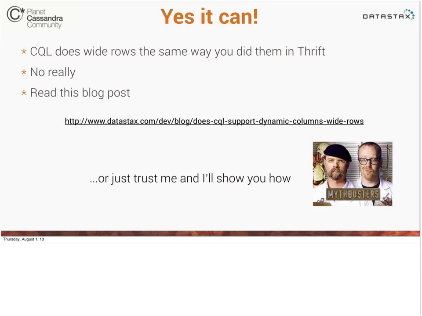CQL makes it look like you don't get a really wide row anymore. It looks like it's turning it more into a relational database. That's not really the case. It's really an abstraction layer, and we're doing best practices under the hood. I encourage you to go check out the blog post on here. My slides are up online on SlideShare. You can go check these out, so you have an actual clickable link here. Jonathan Ellis is the one who did this blog post.